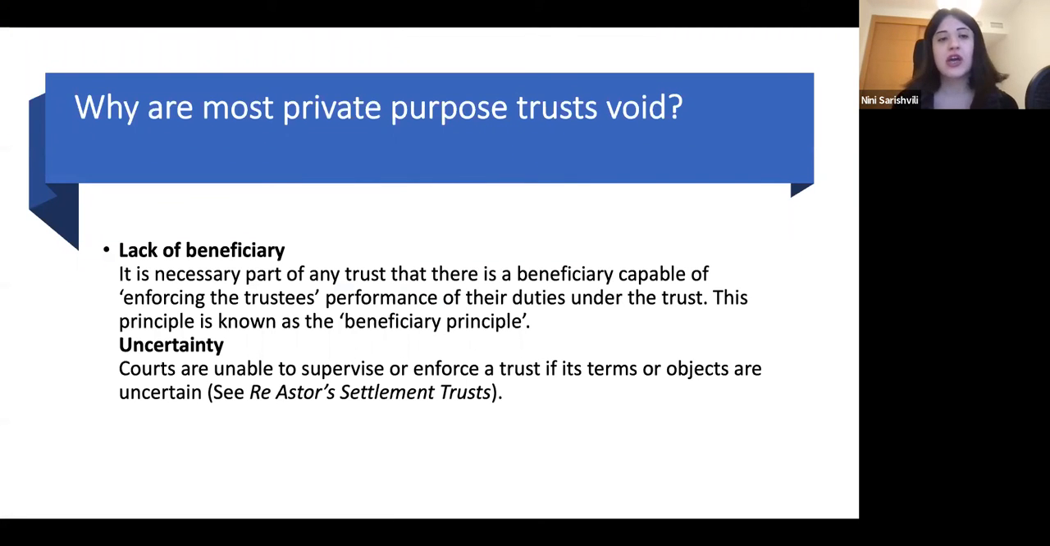Why are they void? Because of the lack of a beneficiary. It's basically about the three certainties again. Three certainties have to be present for the trust to be valid. For the purpose trust, it's void because the third one, certainty of objects, is not present. There is no beneficiary. It's a necessary part of any trust that there is a beneficiary capable of enforcing the trustees' performance of their duties under the trust. This principle is known as the beneficiary principle, and in the case of purpose trusts, it's void because there are no beneficiaries.